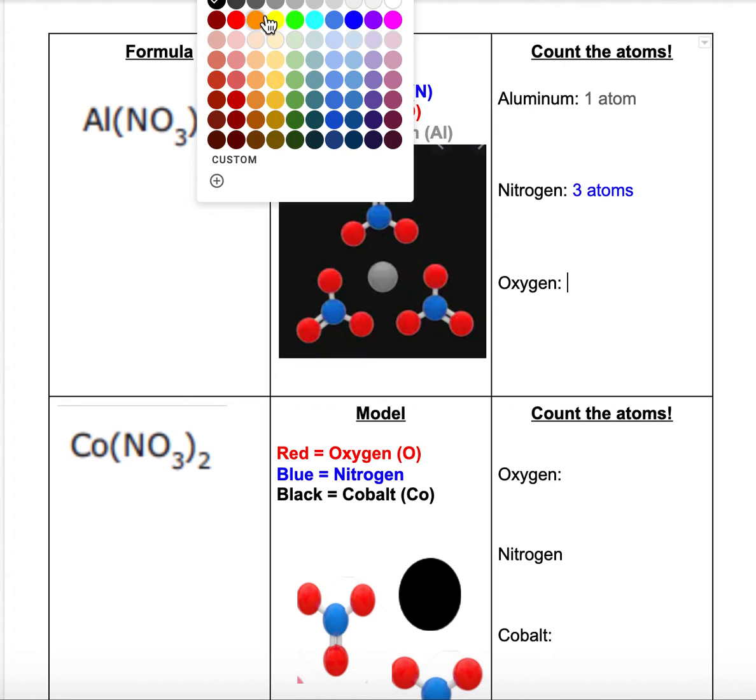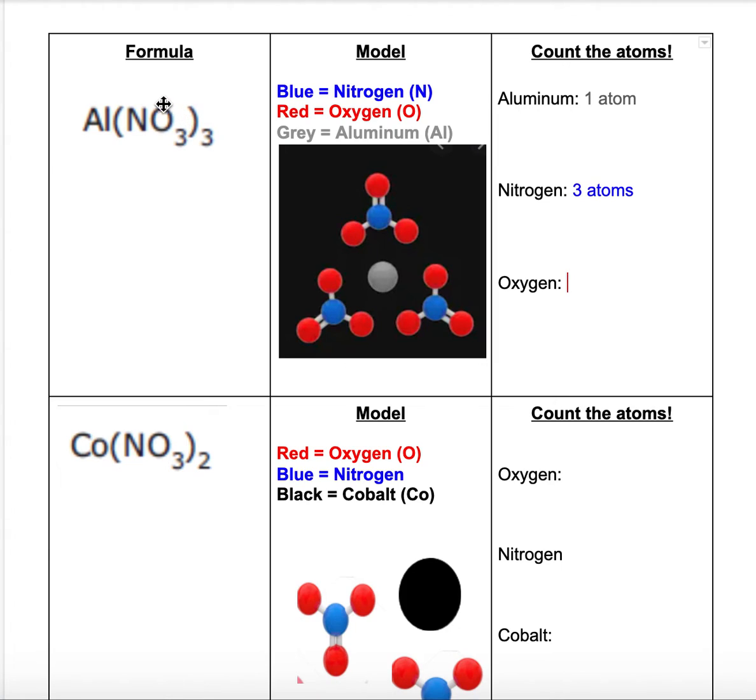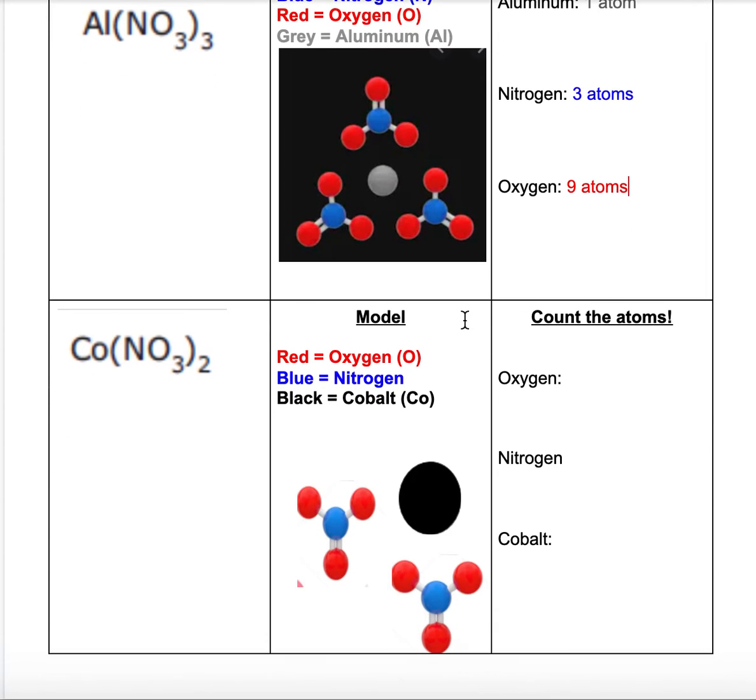Let's do one more. Let's do oxygen. This is red. Normally, if I'm just looking inside the parentheses, I have 3 oxygens because there's an O3, but I got to multiply by what's outside the parentheses, all right? I have 3 groups of 3 oxygens. That gives me 9 atoms of oxygen. If I check my model, I should find 9 red dots. 1, 2, 3. That's 1 group. 4, 5, 6. That's the second group. 7, 8, 9. That's the third group, all right? Always have to multiply what's inside the parentheses by what's outside the parentheses.